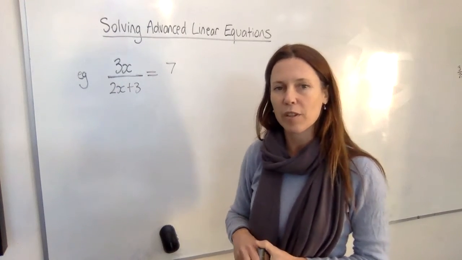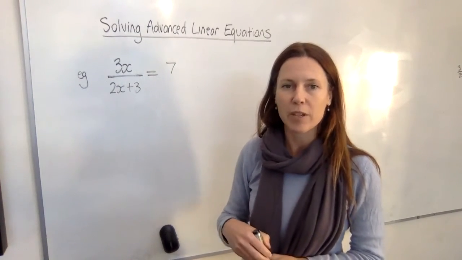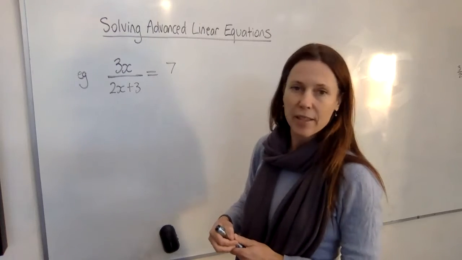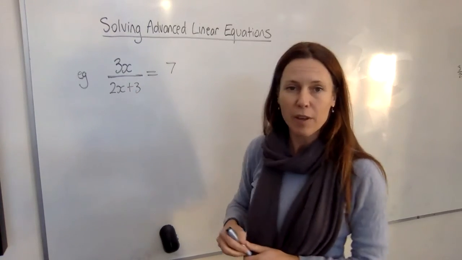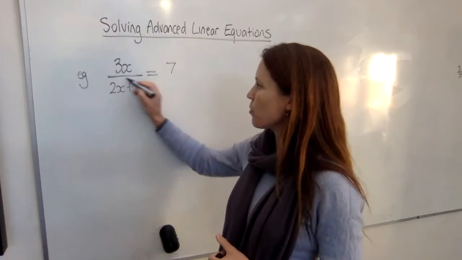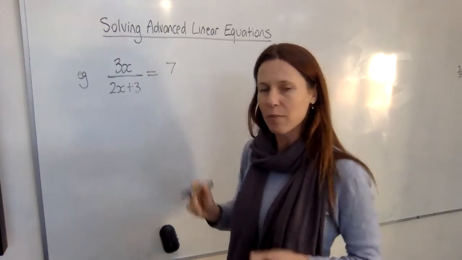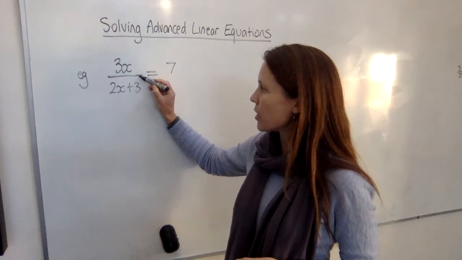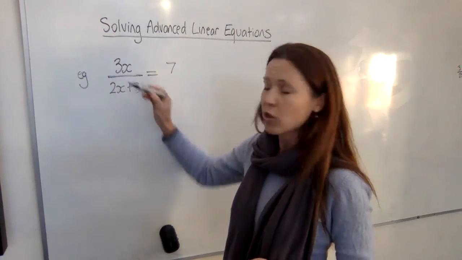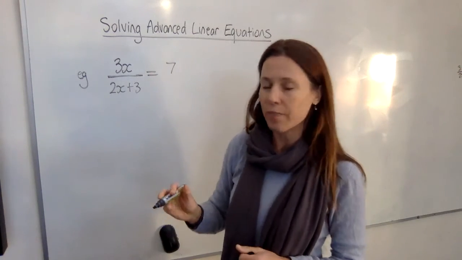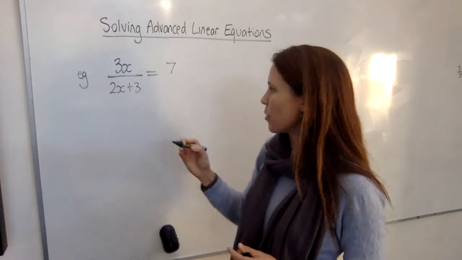Let's have a look at some of the tricks you can use when you're solving advanced linear equations. If you have an equation like this that has a fraction in it and you want to get rid of that fraction, you can do so by multiplying by the denominator. Multiply both sides though. You remember you have to keep it balanced. Now this only works if you have the fraction using up one whole side of the equation. If that's not the case, you need to be a little bit more careful.